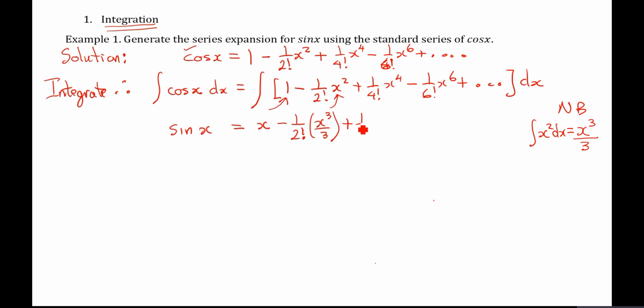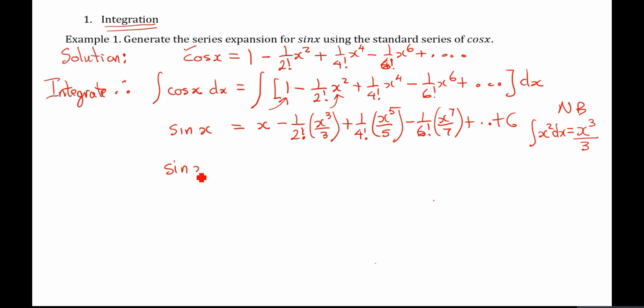We integrate term by term. This will be x to the power 5 over 5. Leave the factorial, 1 over 6 factorial, x to the power 7 over 7, and so on, plus my constant c. And now let's just simplify.